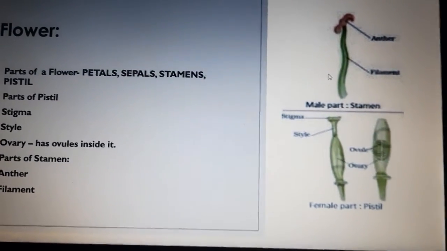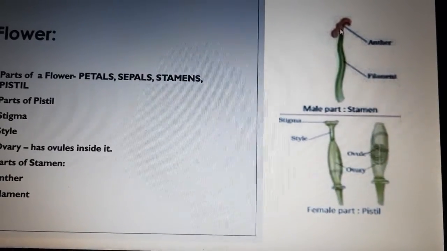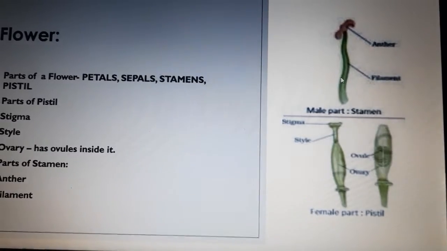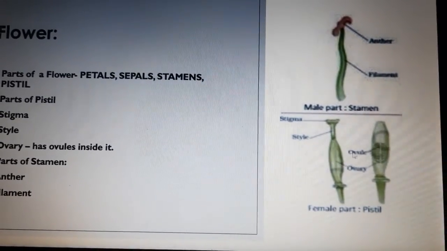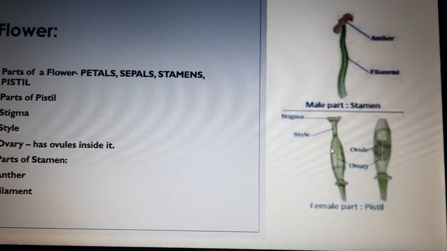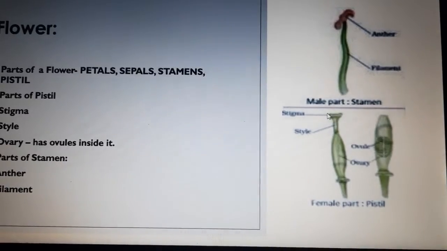So again you can see in this picture, this is a single stamen. This long tube is the filament, and on top you have the anther. This is the male part, and here you have the female part. It has the ovary, here is the ovule, and here is the style, and on top you have the stigma.